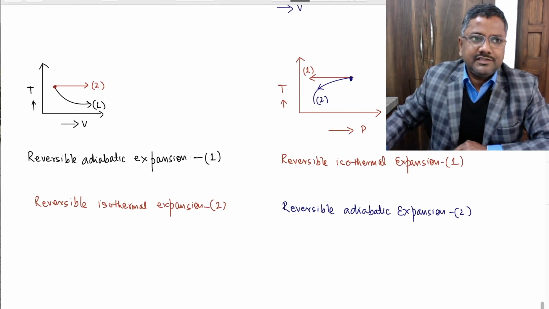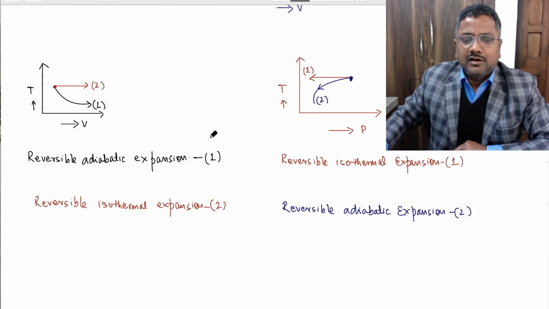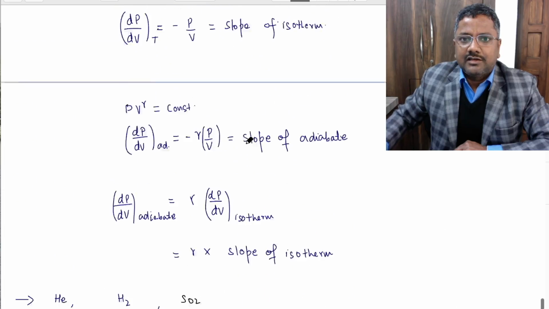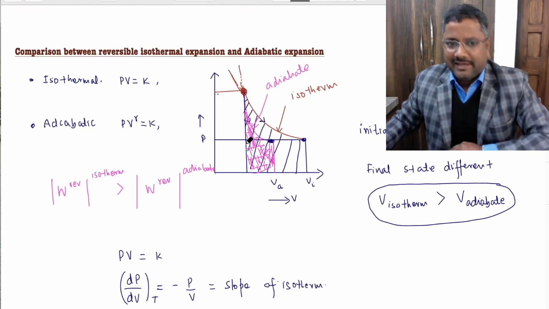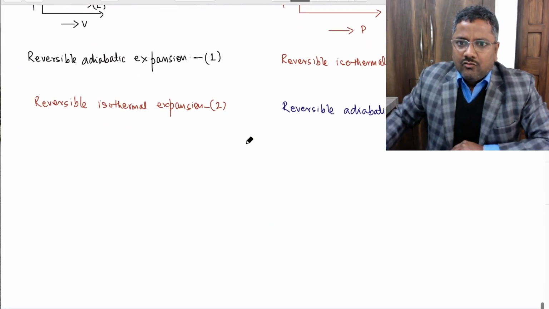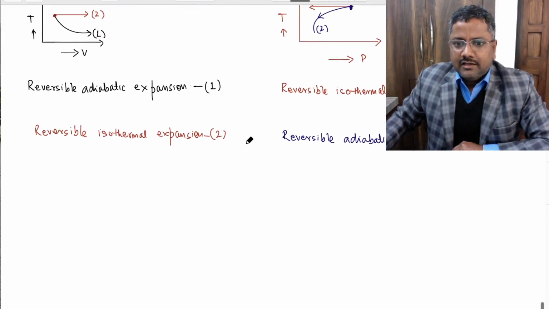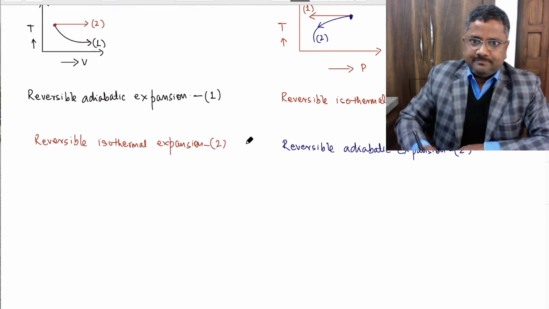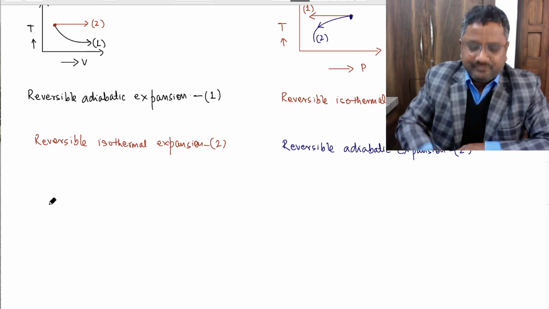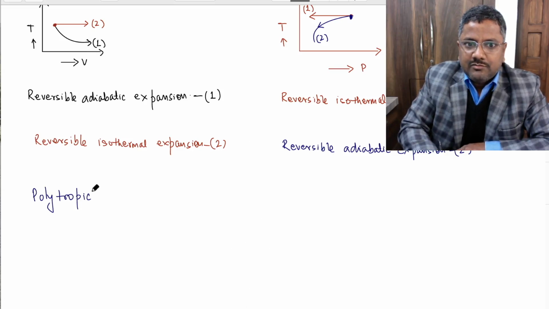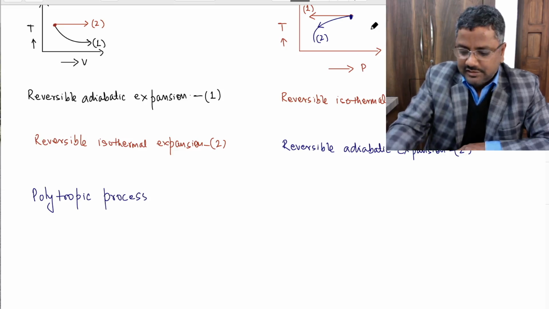So this is all about the comparison of expansion work between isothermal and adiabatic, right? One more case we can develop here, that is a polytropic process, right? Polytropic process.